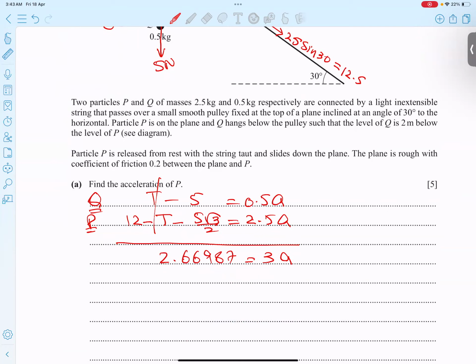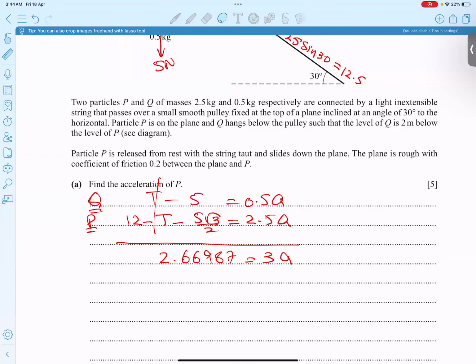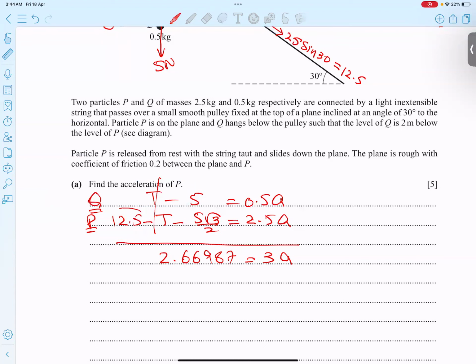Let me check. 12 minus 5 times 2 root 3 divided by 2 and minus 5, divided by 3. This is 12.5, students. So 12.5. Okay, now I type it. So 12.5 minus 5 root 3 divided by 2 and minus 5.